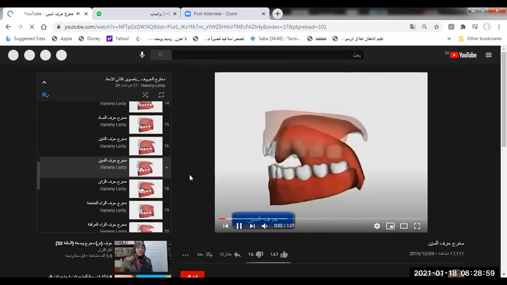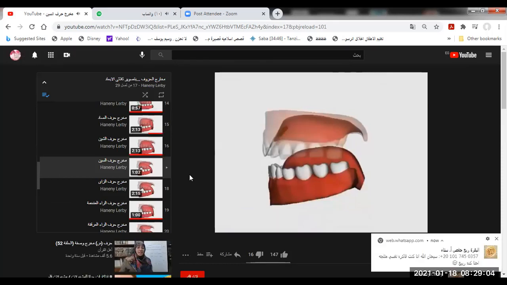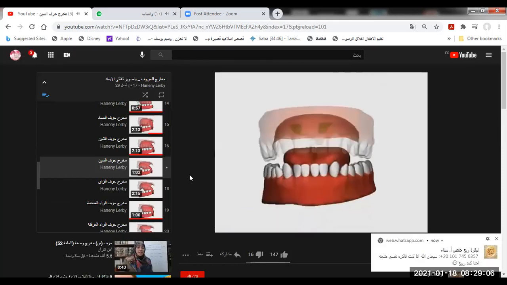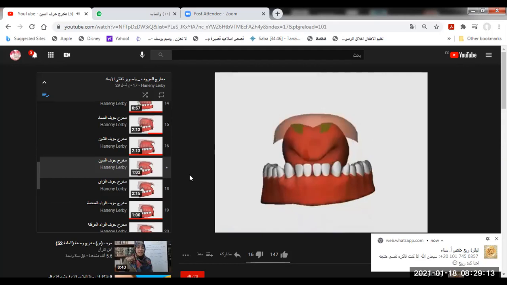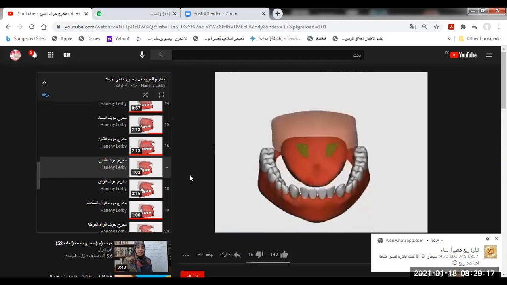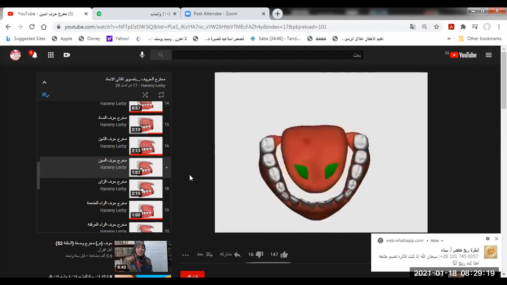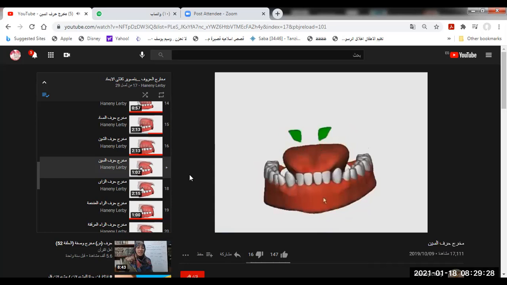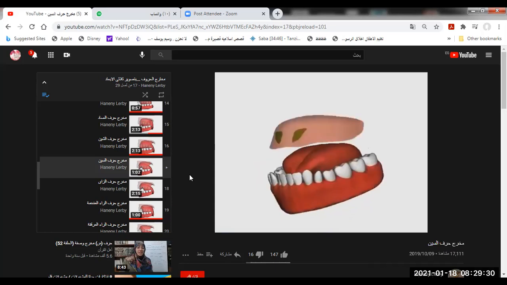This C letter, look carefully at the shape of the tongue. The back of the tongue is down, the middle of the tongue is down, only the tip of the tongue is raised a little.